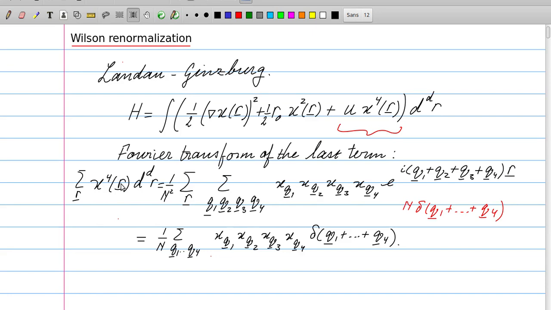For each of those x's the r is the same, so we have only 1 r, we have 4 q's, and if we perform the sum over r, we can use the fact that we obtain an N times the delta function q1 plus etc. q4, and if we plug that into this expression, this exponent here disappears because we have summed over it and replaced it by a delta function, and the result is this expression here. And the delta function represents momentum conservation because the q's, in a quantum mechanical language, represent momentum, and the sum of the q's being 0 guarantees momentum conservation for this term.